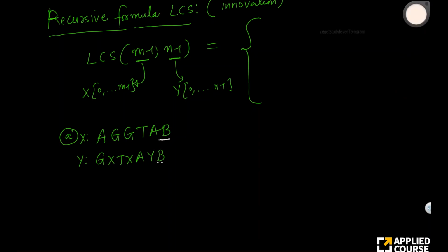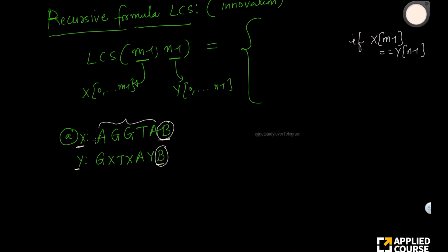Now the longest common subsequence between both of them would be... again, this is the big idea here. If the last characters are the same, look at this. This is B, which means they are guaranteed to match. If the last two characters in X and Y are the same, or in other words, if X M minus 1 is the same as Y N minus 1, then the longest common subsequence of X and Y can be written as the longest common subsequence of X from 0 to M minus 2 and of Y from 0 to N minus 2.